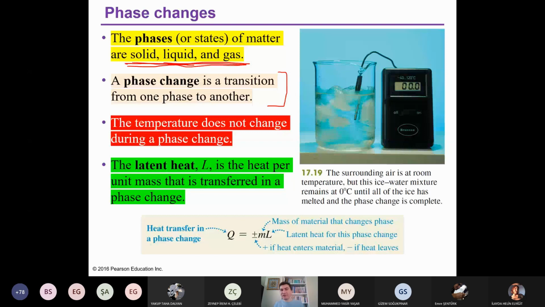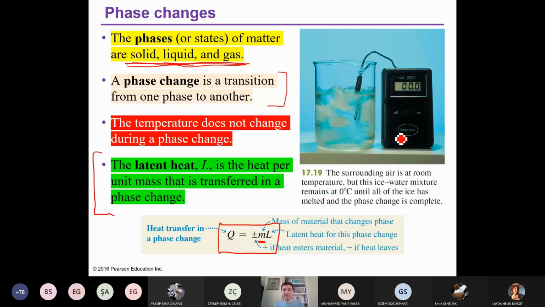Of course, during this phase change, you have to transfer heat to the system. And the heat transfer in a phase change is given with this equation here, with Q equal to M times L. M here is the mass of material that changes phase, and L is the latent heat for this phase change. So the latent heat L is the heat per unit mass that is transferred in a phase change. Here you see an example.